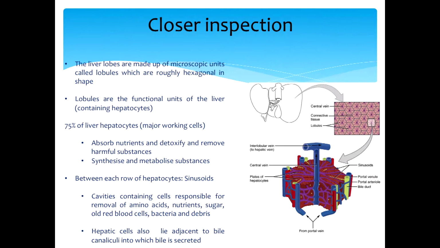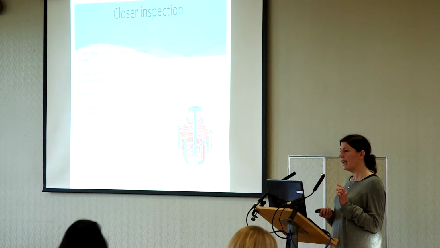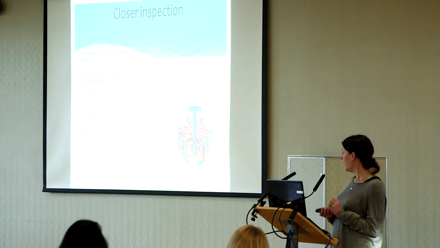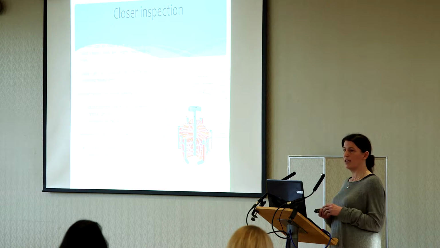And then between each row of the liver cells, you'll have the sinusoids. And these are cavities that have numerous cells within them that are responsible for removing amino acids, nutrients, sugar, old red blood cells, bacteria and debris. And again, next to the hepatocytes, you'll have the bile canaliculi, and this is where bile is secreted from the liver cells.